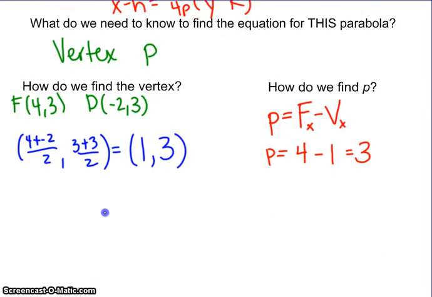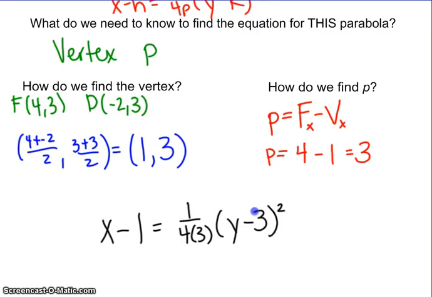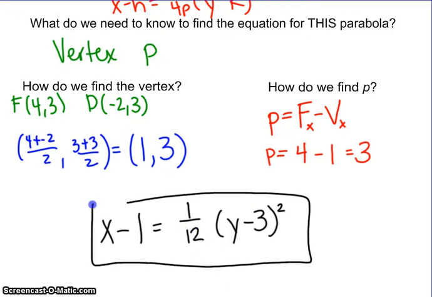So taking that information, we have x minus h, h is 1, equals 1 over 4p, p is 3, times (y minus k, and we know k to be 3) squared. So 4 times 3 is 12. So the equation of this horizontal parabola is x minus 1 equals 1/12 times (y minus 3) squared.